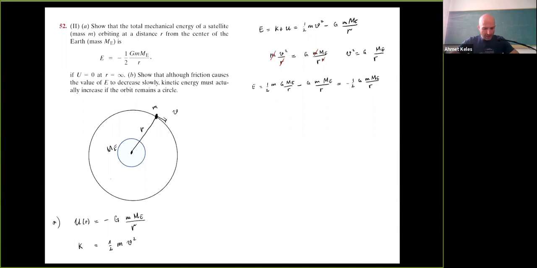So let's talk about B. Show that although the friction, there was so far no friction, but let's switch on some friction, show that although the friction causes the value of E to decrease slowly, kinetic energy must actually increase if the orbit remains a circle. Interesting. So B is kind of like friction. How can we understand friction increase kinetic energy?